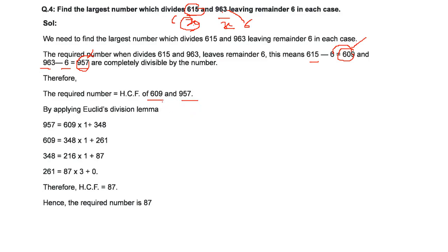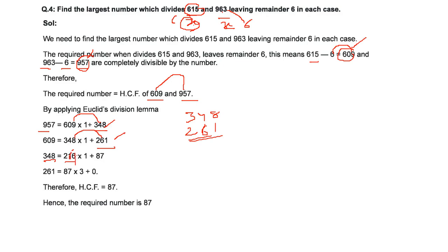How to apply the Euclid division lemma? 957 is greater, so we'll write 957 in the form of 609: 957 is 609 into 1 plus 348. Now we have to take these two because the remainder is not 0. 609 can be written as 348 into 1 plus 261. Again, we didn't get 0, so we'll reapply Euclid with 348 and 261. 348 is 261 into 1 plus 87.